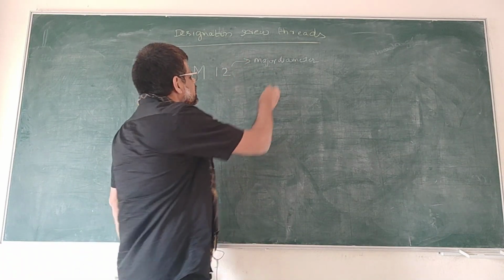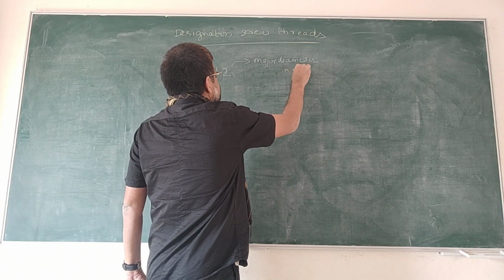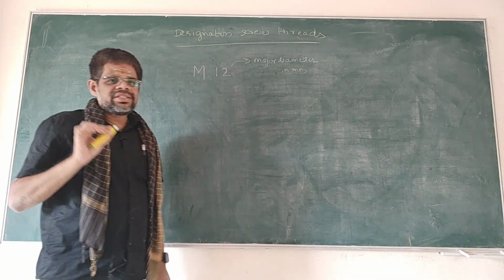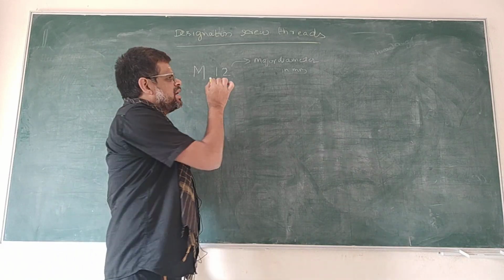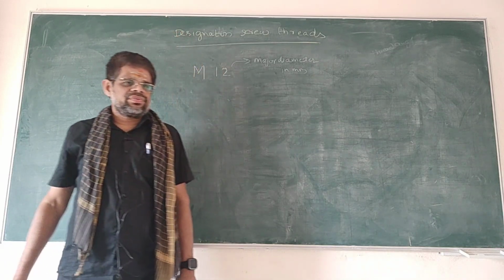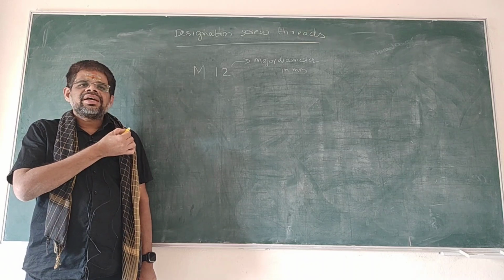So this must be in mm. You should not write it in centimeters or meters. It must be written in mm only. So this is the basic designation of a screw thread.